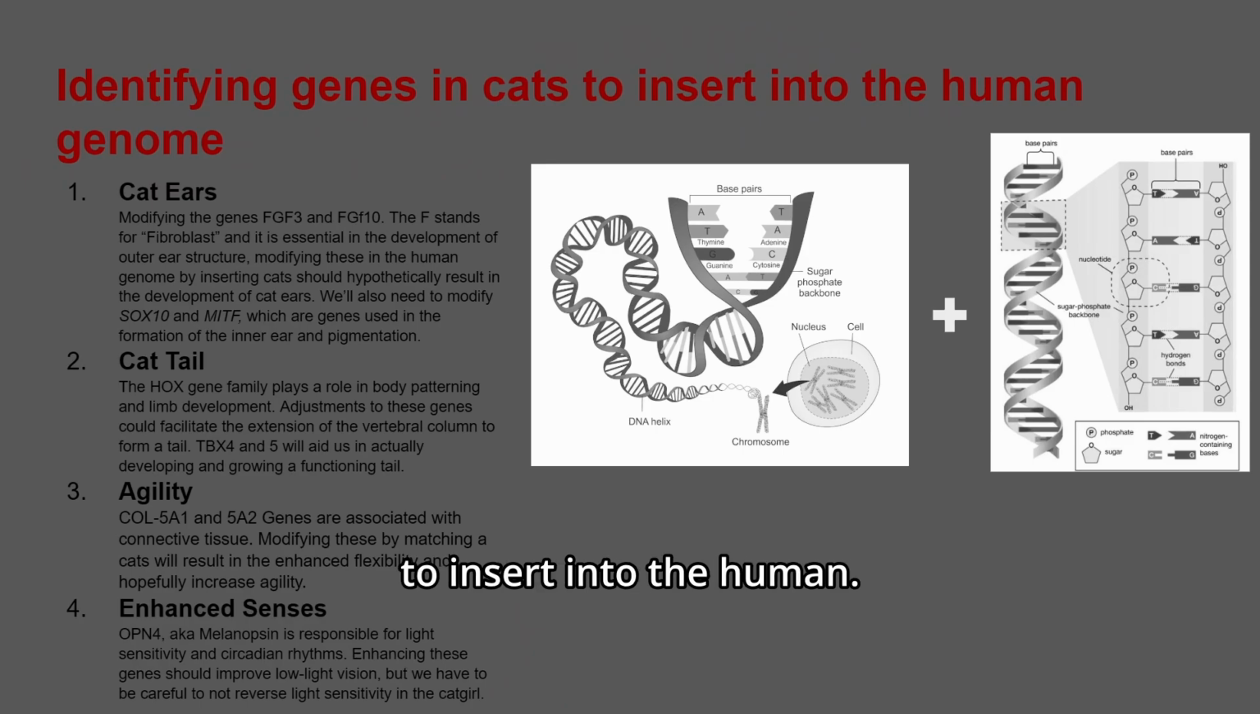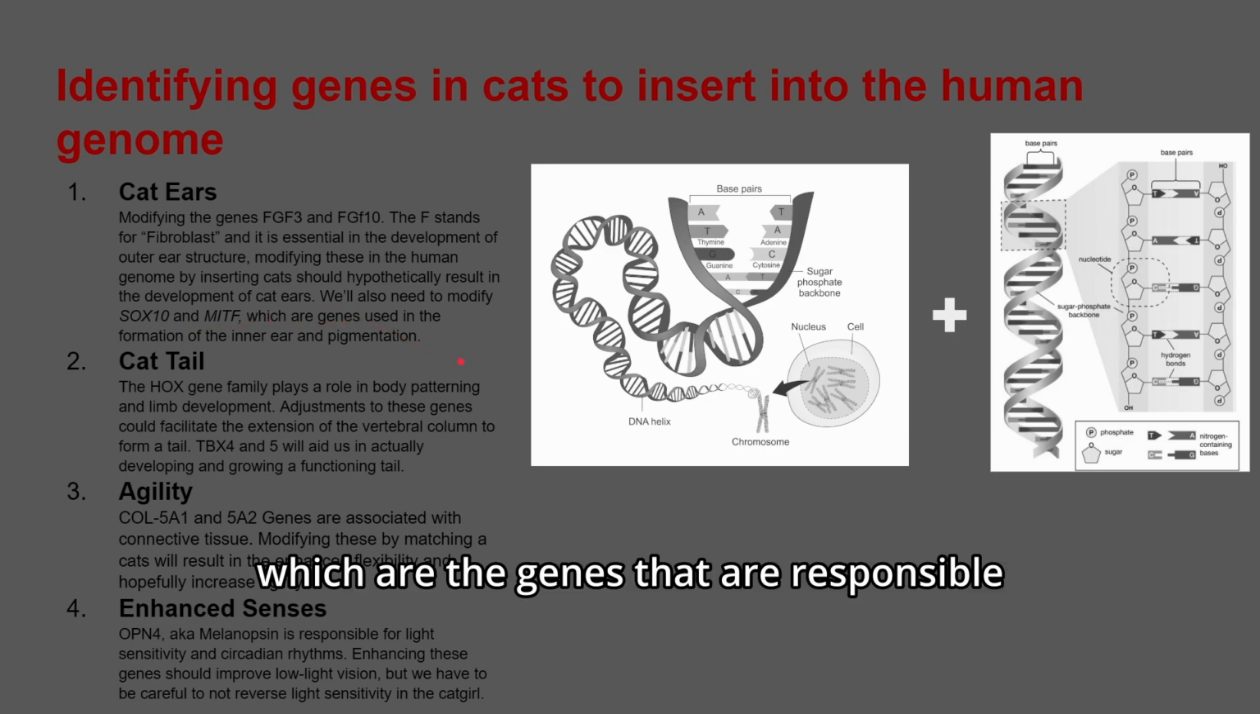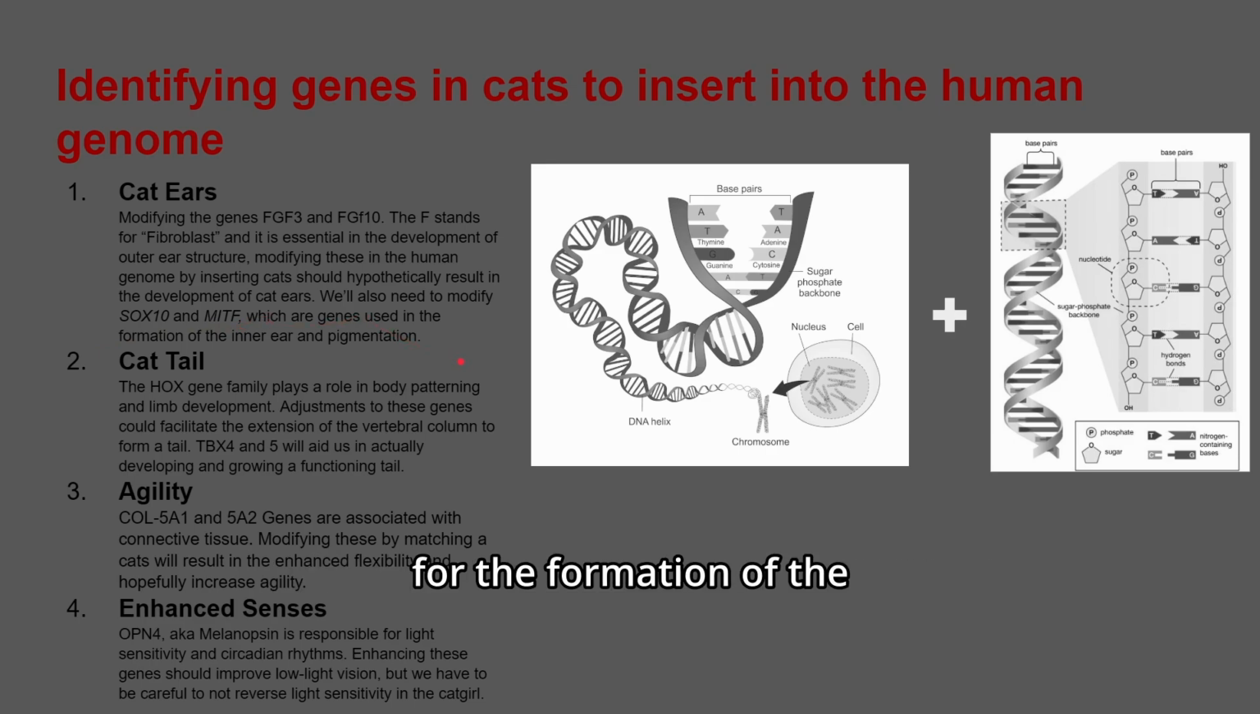Identifying genes in cats to insert into the human. Cat ears. Modifying the FGF3 and FGF10. So the F stands for fibroblast, and this is essential in the development of the outer ear structure. Now, if we can modify this to insert that of a cat, we could hypothetically result in the development of cat ears. But we'd also need to modify the SOX10 and MITF genes, which are the genes that are responsible for the formation of the inner ear and the pigmentation.